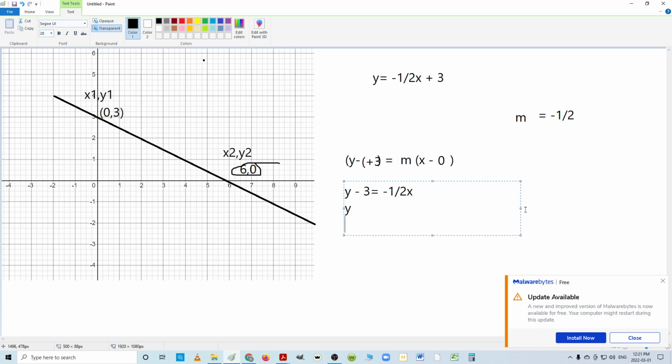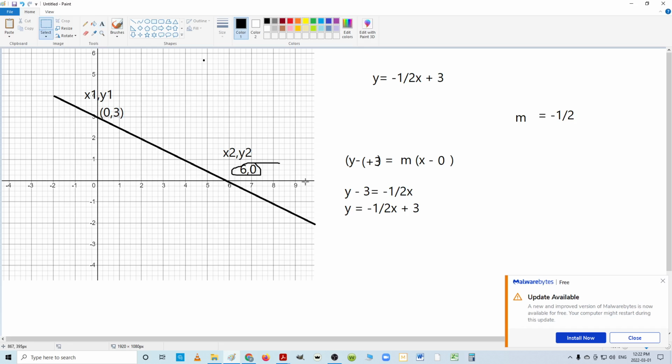And now I've got to add 3 to both sides. And we can see how easy that was. And I've confirmed the formula. But it would have worked with the 6 as well. It would have worked with the other point.